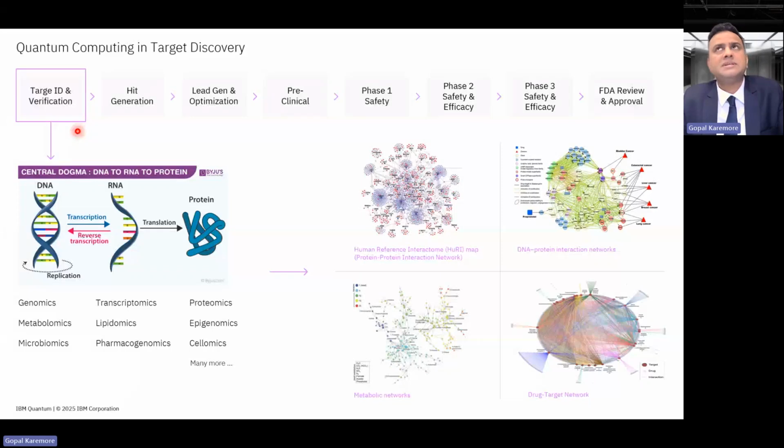The problem here is that this whole field is called network biology. We have some classical tools to understand it, but they are all heuristics and statistical-based methods, semi-empirical methods. So what we need is a really accurate method. And what are the problems in network biology?